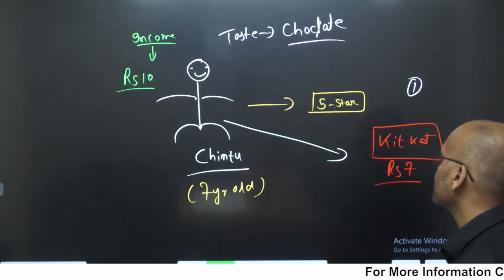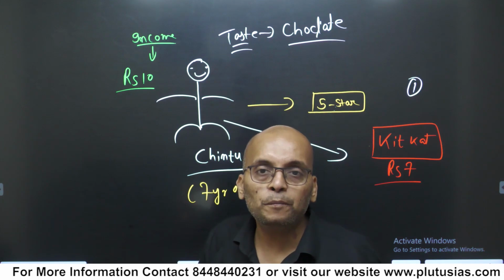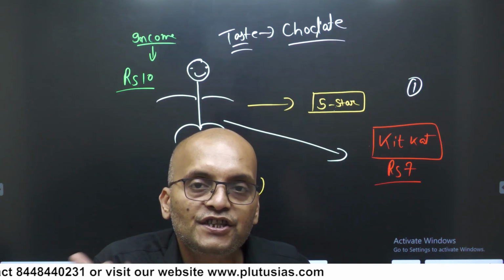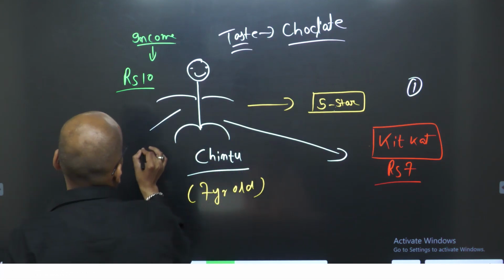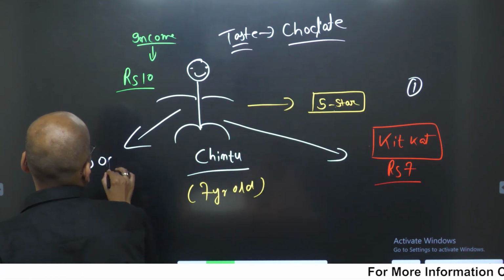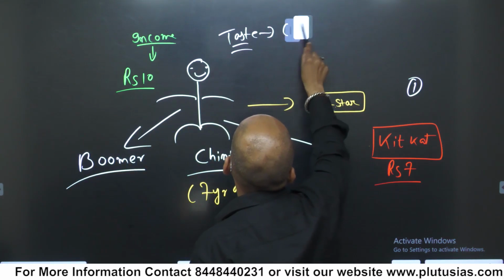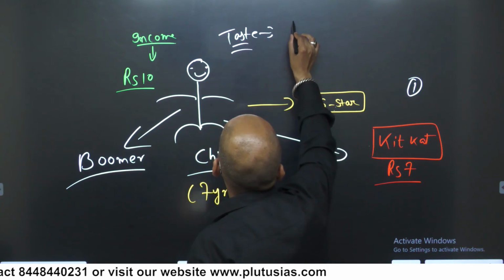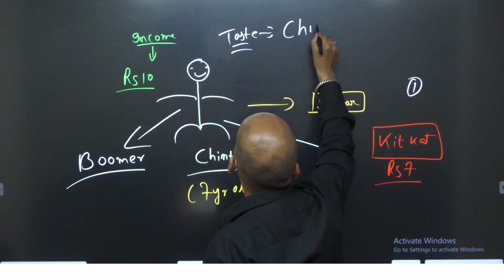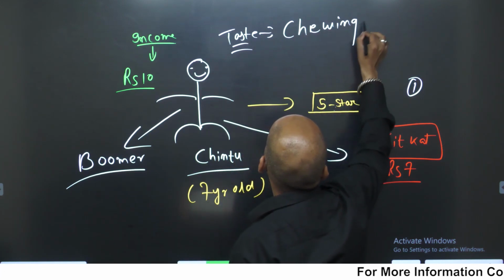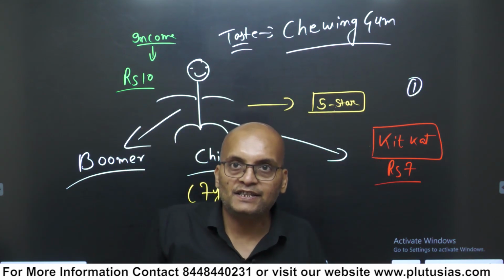Okay, forget it. Second thing, taste. Chintu is a small boy. His taste and preference has changed. Now he likes chewing gum. He is eating Boomer. His taste has changed. Now chocolate is not his taste. What is his taste? Chewing gum. Fine. So now his taste is chewing gum.